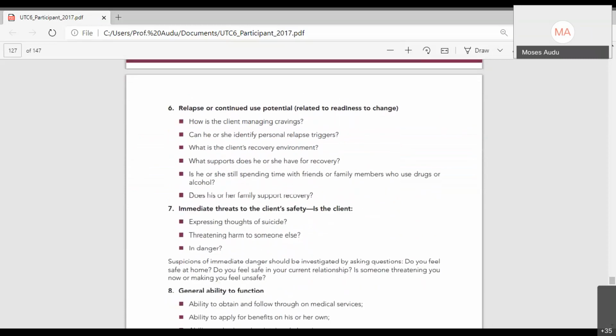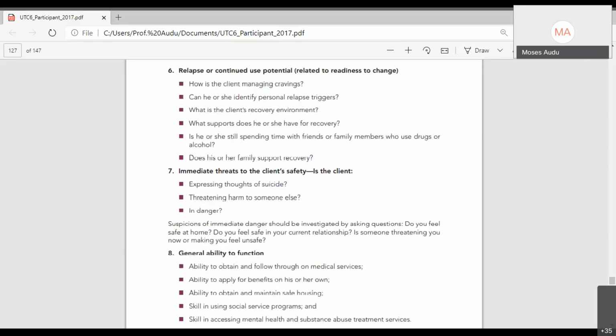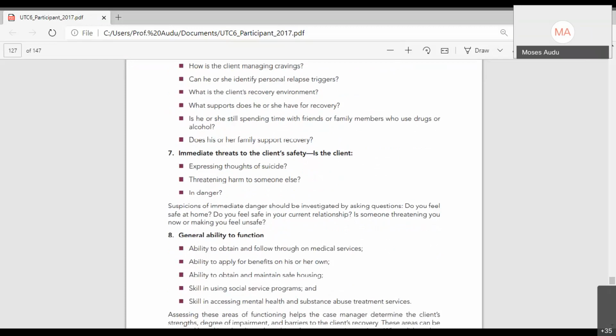And then relapse and use potential related to readiness to change. How is the client managing cravings? These are usually taught in treatment centers, where you teach them all sorts of skills, including relapse prevention. Can he or she identify personal relapse triggers as part of the treatment program? And what is the client's recovery environment? What support does he or she have for recovery? So we're talking about recovery capital now.